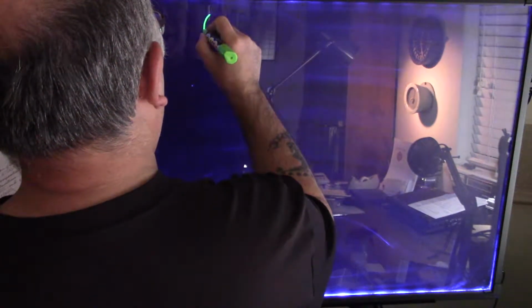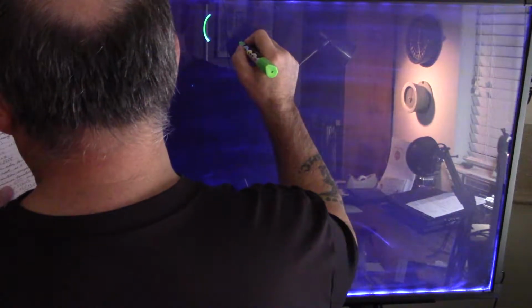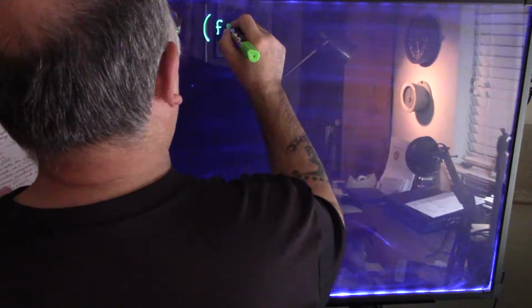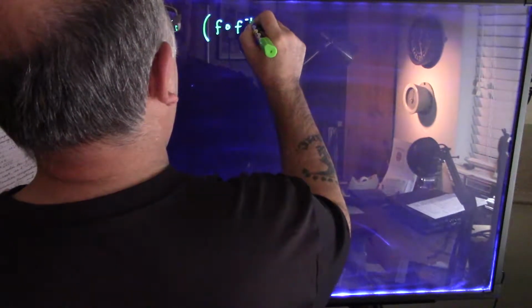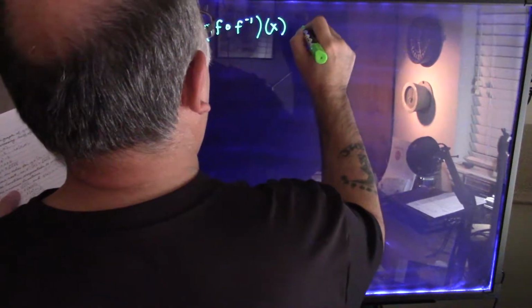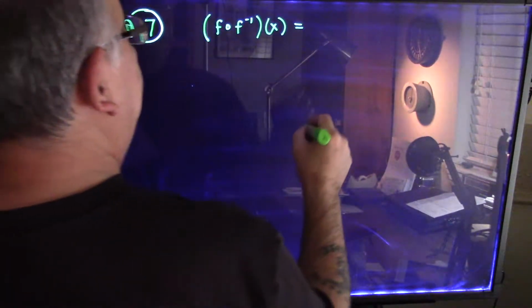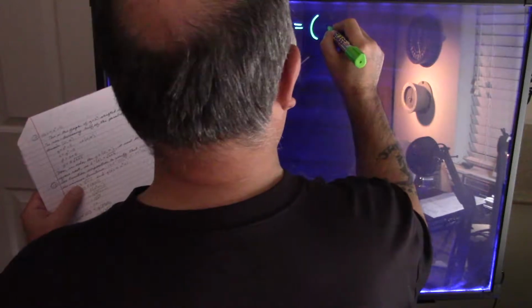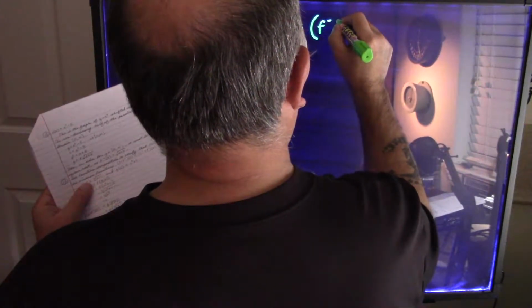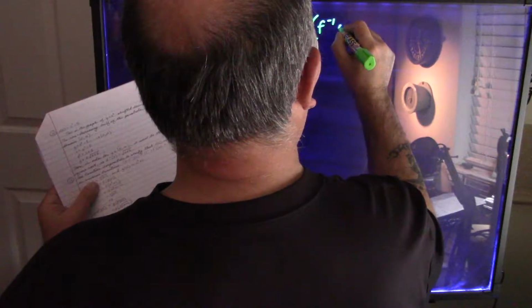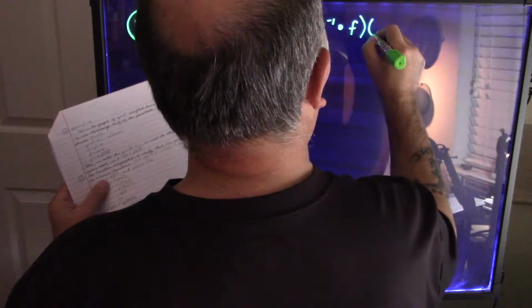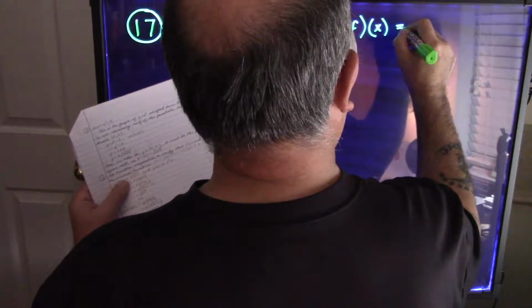Okay, number 17. Use function composition to verify that f of x and g of x are inverse functions. Alright, so the property that we're going to be using is this. If you compose f with f inverse, doesn't matter which order you do the composition, the result will always equal x itself.